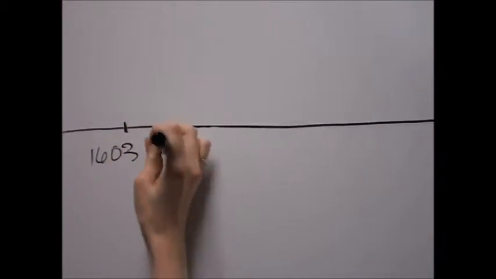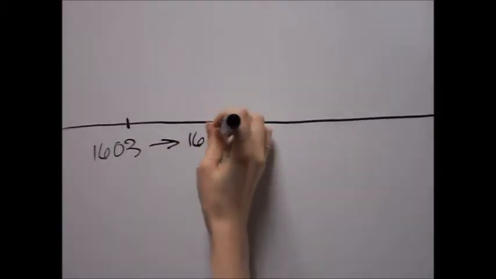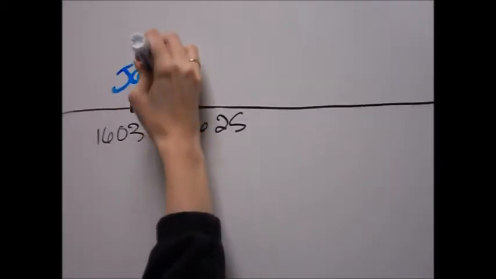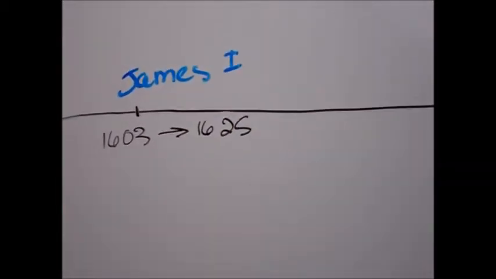Alright, from 1603 to 25 we have James I, who is most well known for commissioning the Authorized Version, or King James Version, of the Bible.